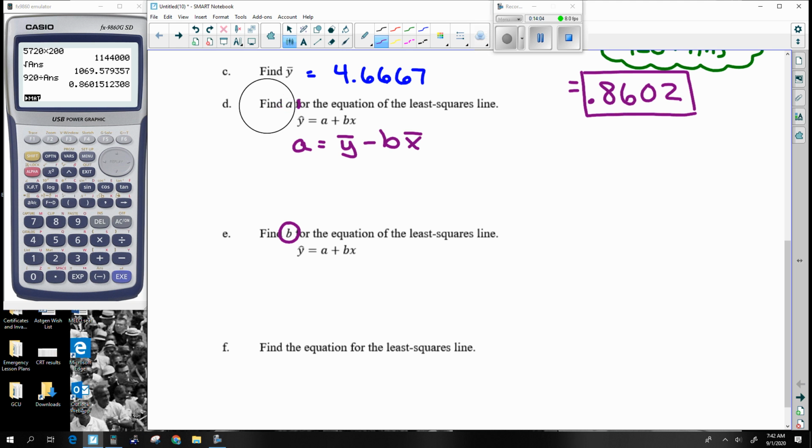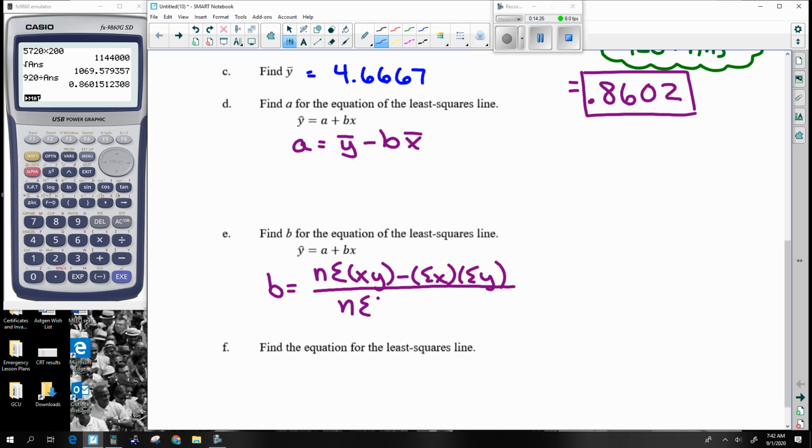So we're going to skip over this problem just temporarily and go to question E, which solves for the B. B is equal to n sum xy minus sum x sum y, over n sum x squared minus sum x squared. No square roots or anything. Now I know what you're probably thinking. You're saying, well, Mr. Ashton, I thought you just said that this was going to be easy. What's up with the sums and everything?